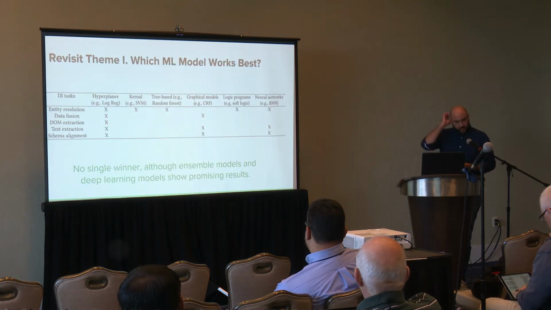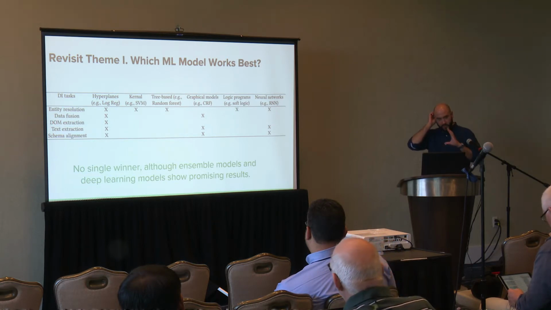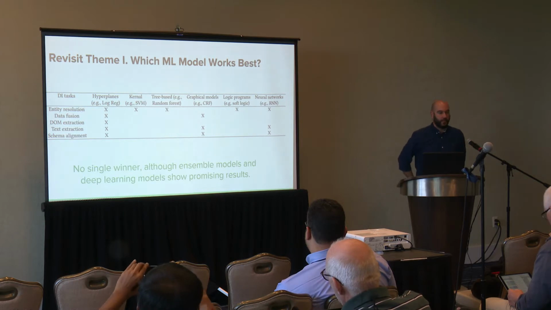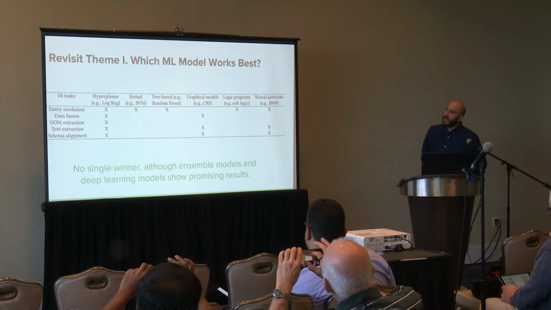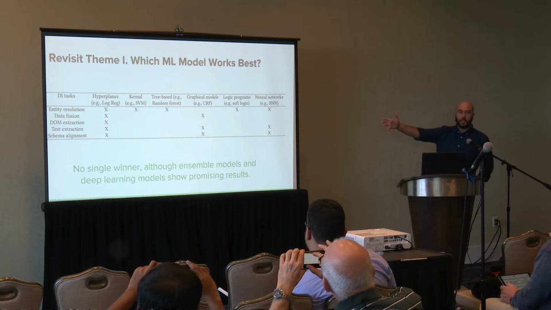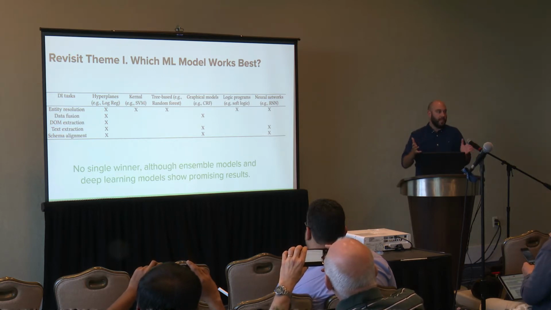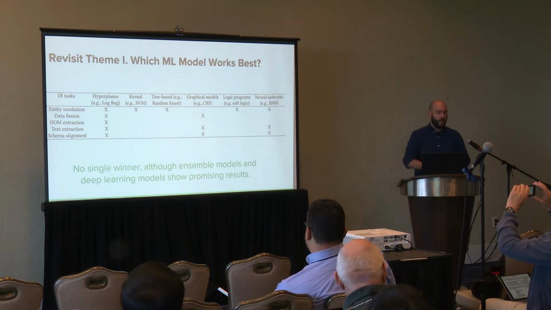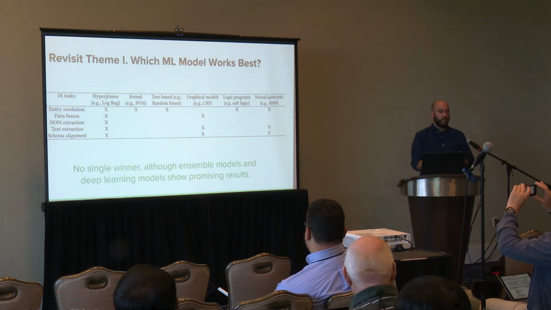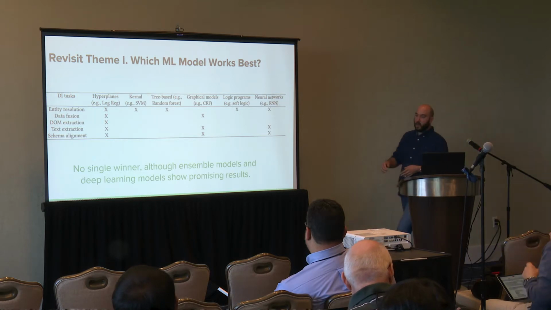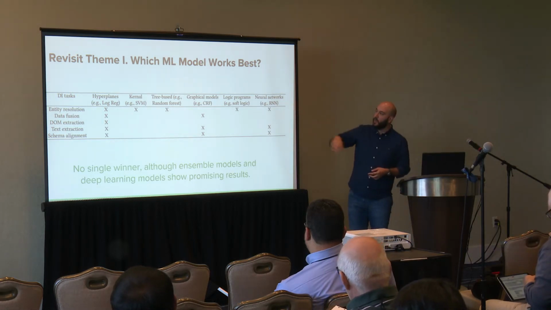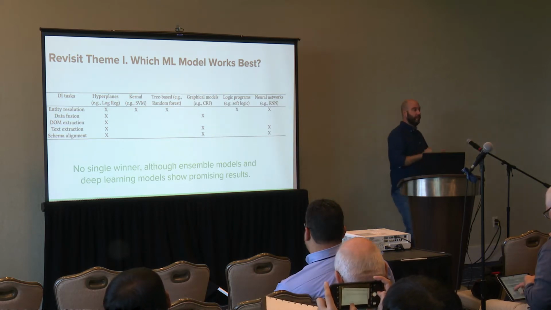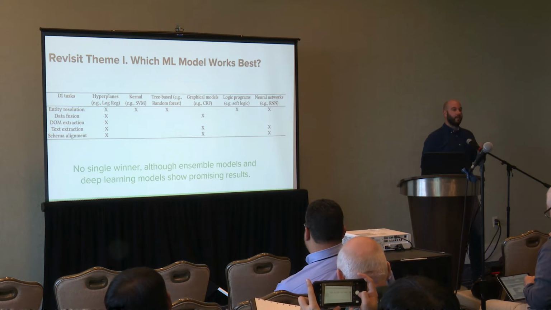Okay, so let me recap what we saw for the first part, which is how machine learning can actually help data integration tasks. In summary, data integration is an umbrella term for a bunch of different tasks: entity resolution, data fusion, information extraction, schema alignment. And we have a collection of different machine learning approaches that have been applied to different models. And in fact, you cannot really find a single winner.